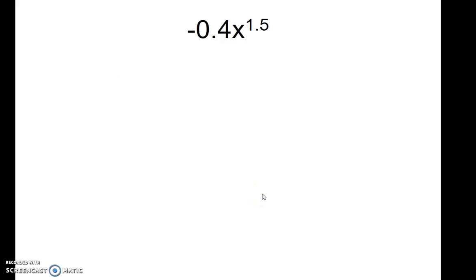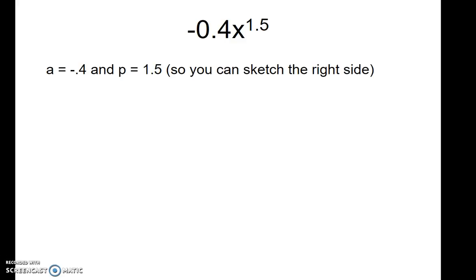Okay, our next example is negative 0.4 times x to the 1.5 power. Again, we can think about what the right side is going to look like. Because a is negative, whatever shape I have is going to reflect into the fourth quadrant. Okay, reflect over the x-axis. And because p is greater than 1, I'm going to have a parabola kind of looking shape.